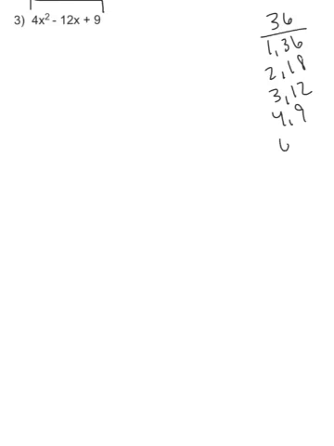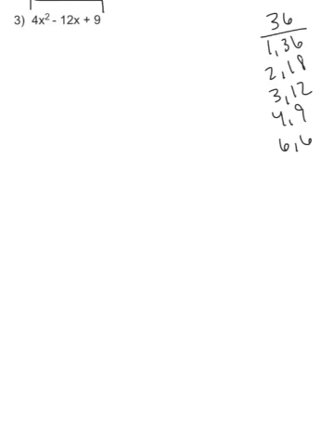So that means we can go ahead and multiply our x squared term, which is 4, by our constant, which is 9. So 4 times 9 is 36. What all can we multiply together to give us 36? So 1 and 36, 2 and 18, 3 and 12, 4 and 9, and 6 and 6.